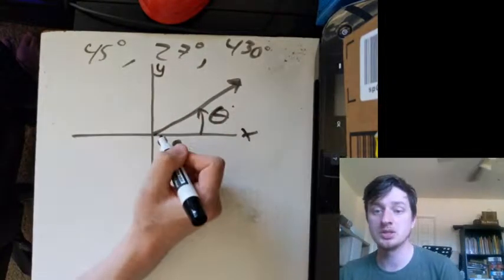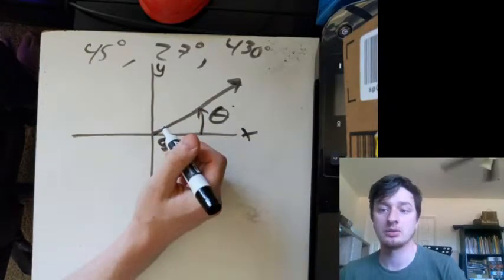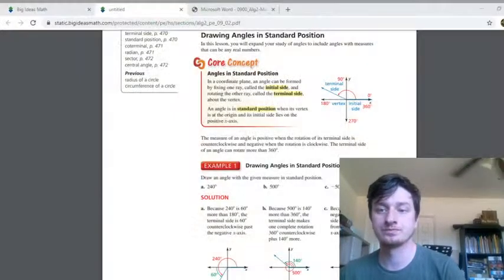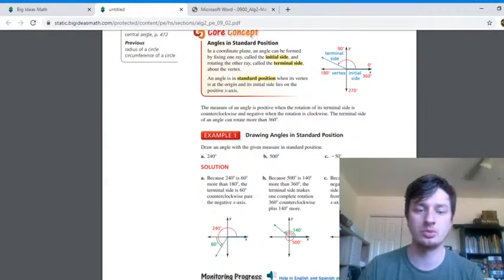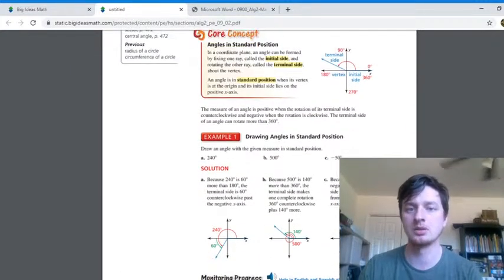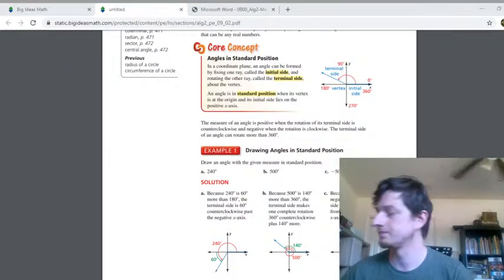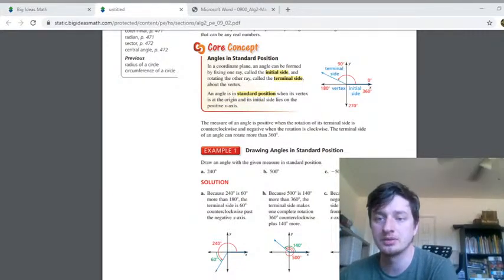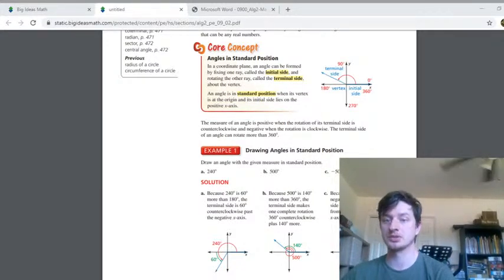So standard position is centered here, and that would be this page of the book. We're on page 470. Okay, so standard position centers the angle at 0, 0. That's where the vertex of the angle is going to be.